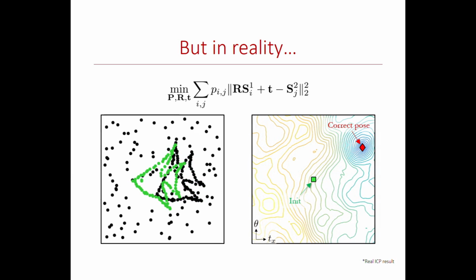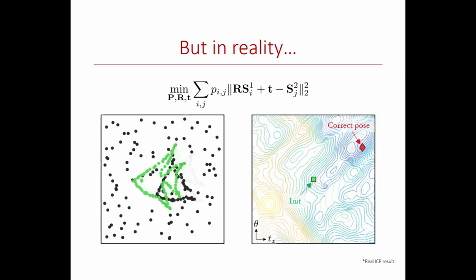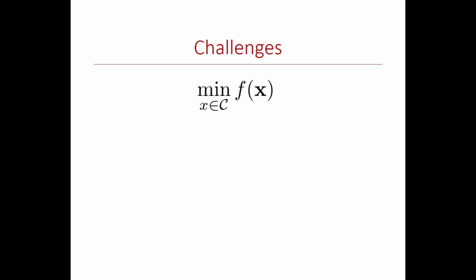For instance, outliers can significantly increase the number of local optima, and ICP can easily get stuck in a bad one. Furthermore, if the target shape is incomplete, there might not be a local optimum that corresponds to the correct solution. As this simple example shows, there are several challenges when using optimization-based formulations to solve computer vision problems.